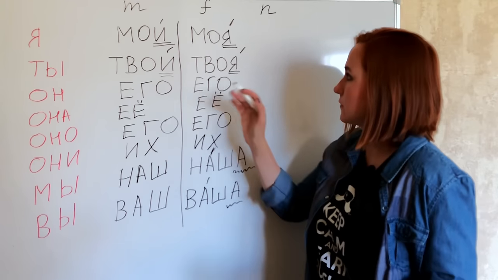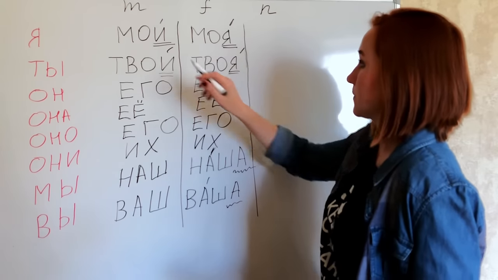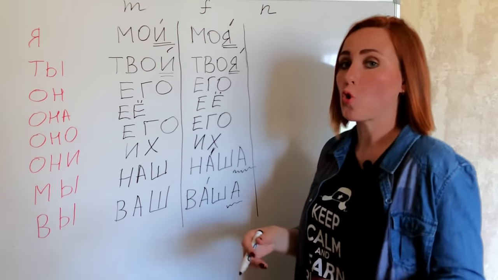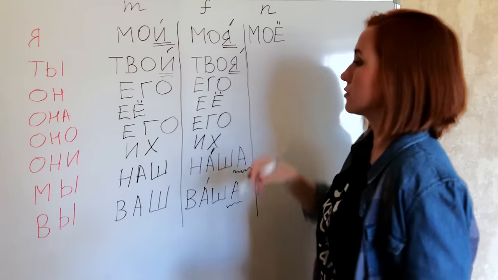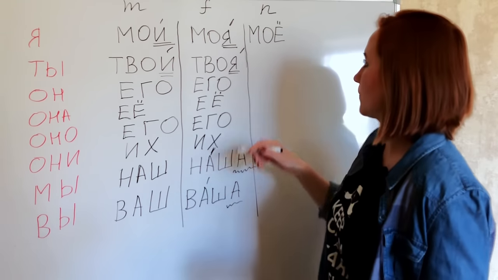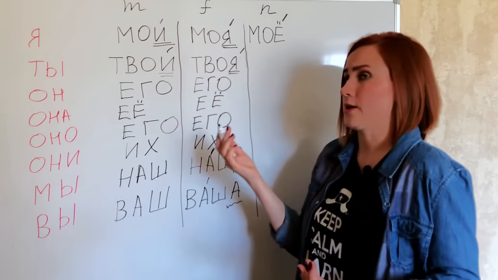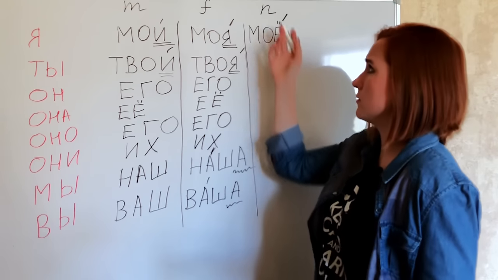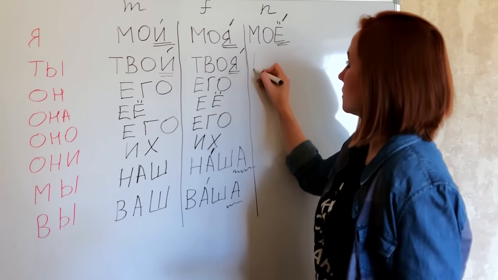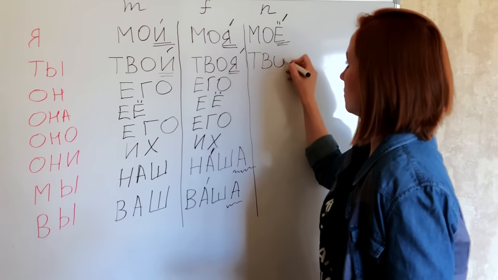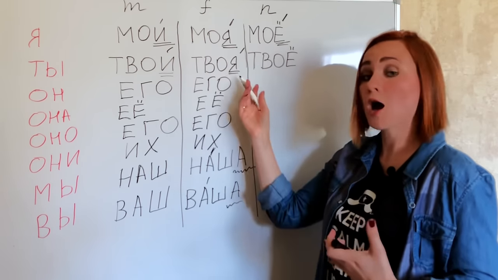Okay, we're done with feminine stuff. We're going to the neuter part. Neuter. Мой, моя, моё. Again, you hear this о turns to моё. And again, look at the ending. Doesn't look like masculine, doesn't look like feminine. Yo in the ending, of course it's neuter. So, моё. Going to you. Твоё. Again, you see, твой, твоя, твоё.